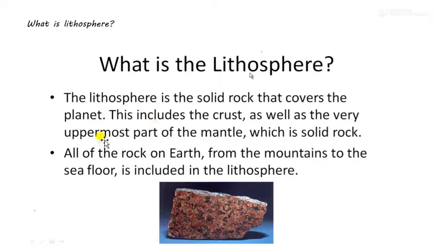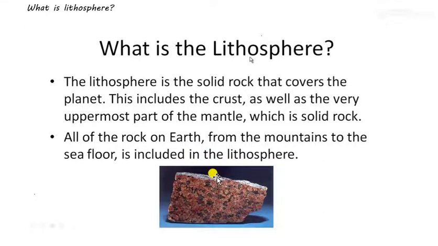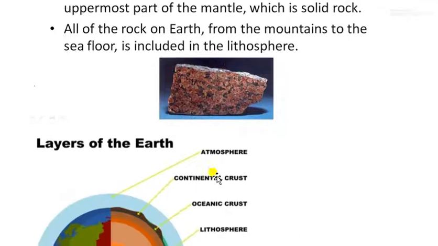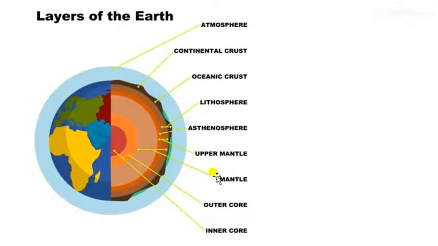Okay, so all of the rock on earth from the mountains to the sea floor is included in the lithosphere. So all the mountains, including the floor of the sea, means the topmost peak of earth and the lowermost portion of earth in the seas, all of these are covered under lithosphere. Basically, lithosphere is the place where everything is present.